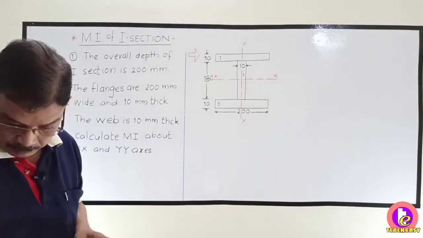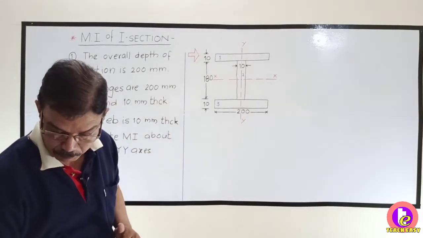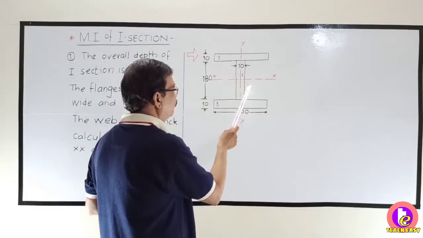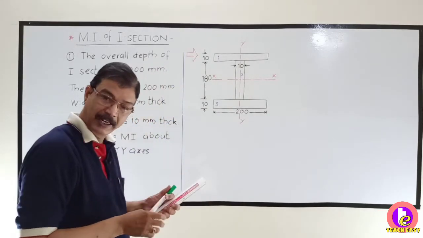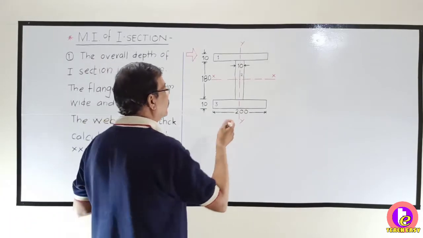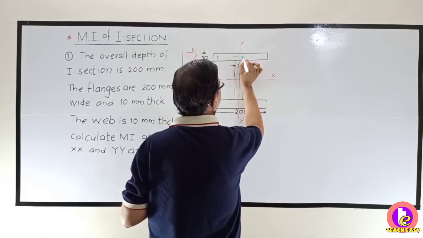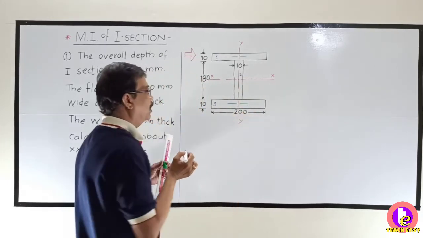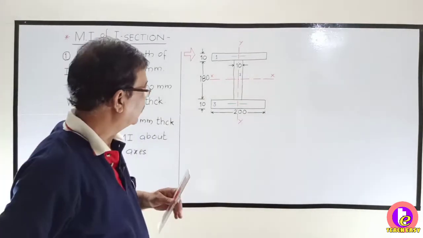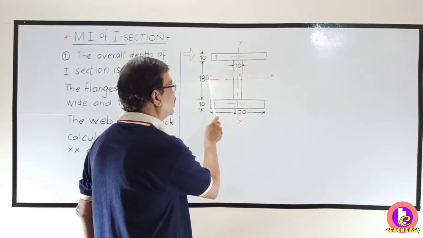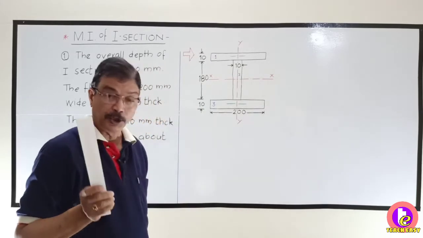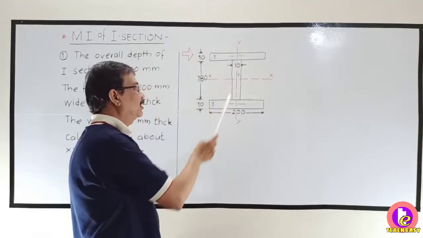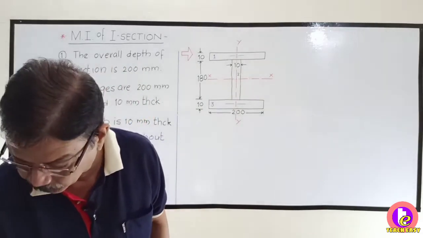Now, let us first find out IYY because it is simple. How is it simple? Look here. Top flange is symmetrical about y axis, web is symmetrical about y axis, and bottom flange is also symmetrical about y axis. Whereas, this is the individual xx axis of part 1, this is xx axis of part 2, and this is xx axis of part 3. You will see that for part 1 and part 3, the individual xx axes are away from the actual xx axis of the complete section. Therefore, you will definitely have to use parallel axis theorem. In case of IYY, 1, 2 and 3 are all symmetrical about YY axis. So, there is no need of using parallel axis theorem.